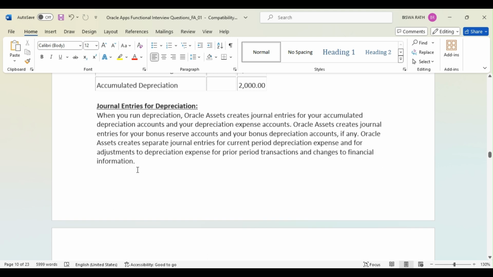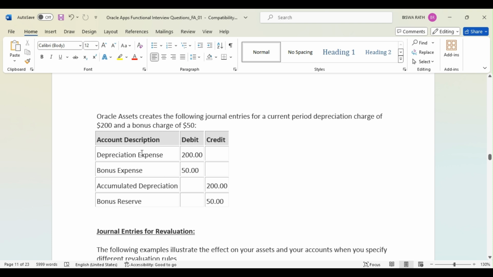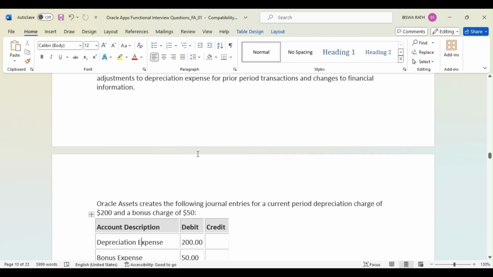So let us see what is next. Journal entries for the depreciation. This is more of a scenario where you run depreciation. Oracle Asset creates a journal entry for your accumulated depreciation accounts and your depreciation expense accounts. Oracle Asset creates journal entries for your bonus reserve accounts and your bonus depreciation account, if any. Oracle Asset creates separate journal entries for the current period depreciation expenses and for the adjustment to the depreciation expenses for prior period adjustment, transactions and changes to the financial information. Okay.